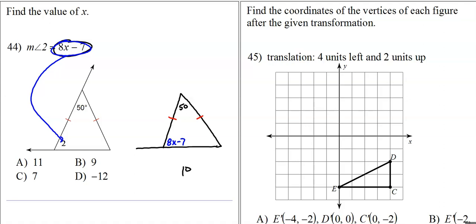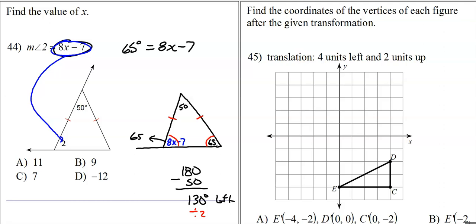This is a similar number to what we did before. If I do 180 minus the 50 at the top, there's 130 degrees left in the triangle. But because it's isosceles, this angle needs to equal that angle. So I need to divide it by 2. And that'll give me 65 and 65. So there's our equation. 65 degrees needs to equal 8x minus 7. So I'm going to add 7 to both sides, and I get 72. Divide both sides by 8, and I get x equals 9. Boy, there's a lot of x equals 9s on this test.